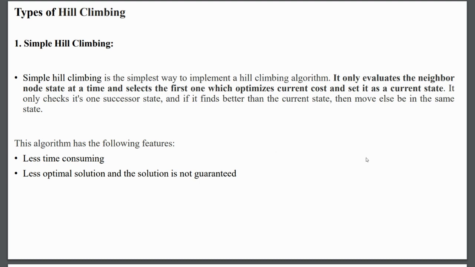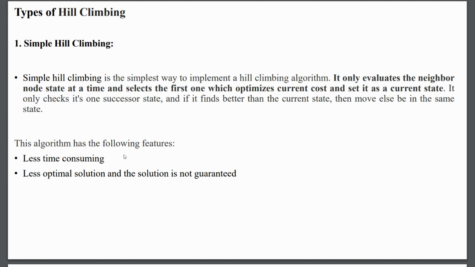It is one of the simplest ways to implement a hill climbing algorithm. It only evaluates one neighbor node state at a time and selects the first one which optimizes the current cost, and it is set as the current state. It only checks one successor state, and if it finds it better than the current state, then it moves; else it stays in the same state.